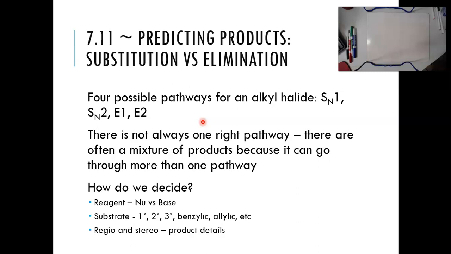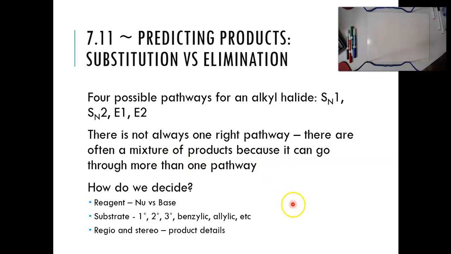Sometimes there will be one right answer, meaning our reagents will go down one of these four pathways and there will be one definitive answer. But a lot of times, because these reagents are very similar to each other, our reagents can go down more than one pathway, and we might end up with a mixture of products, and then we would want to decide which one is our major product.